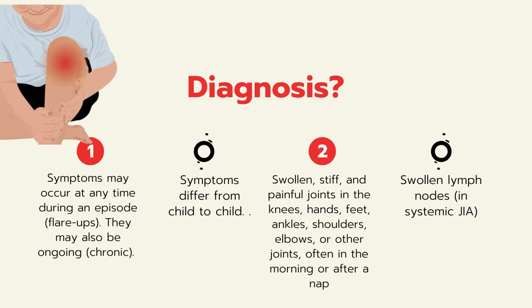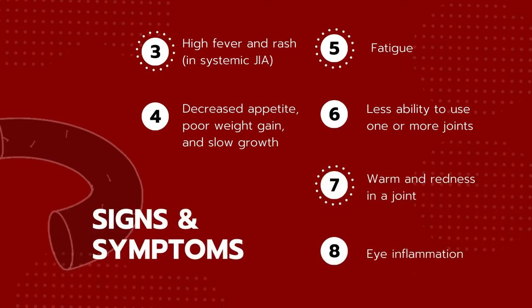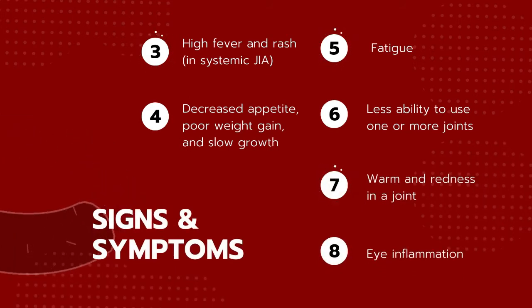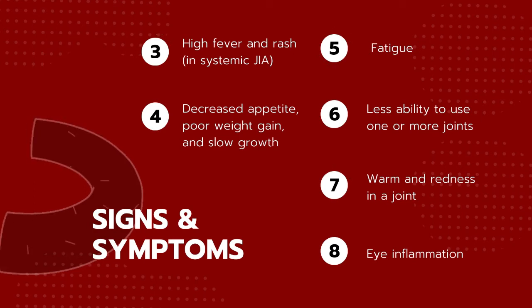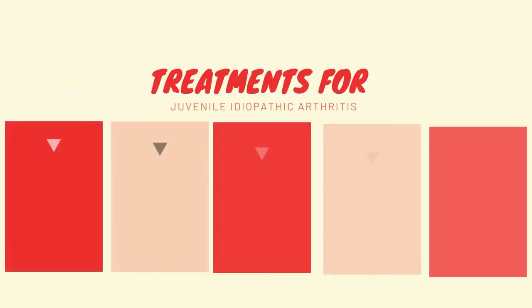Their symptoms include the following. First, swollen, stiff, and painful joints in the feet, knees, hands, ankles, shoulders, elbows, and other joints, often in the morning or after a nap. Second, eye inflammation. Third, warmth and redness in a joint. Fourth, less ability to use one or more joints. Fatigue, decreased appetite, poor weight gain, and slow growth. High fever and rashes in systemic JIA. Swollen lymph nodes in systemic JIA. These signs and symptoms may mimic other illnesses. Make an appointment for your kid to visit his or her doctor for a diagnosis.